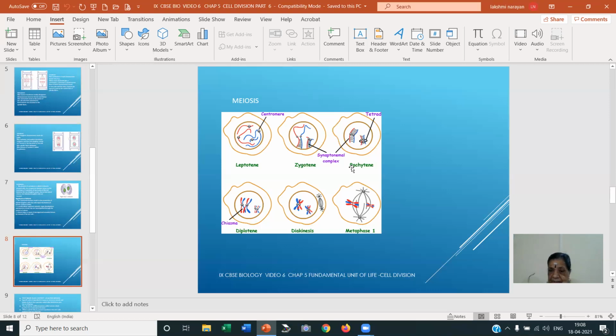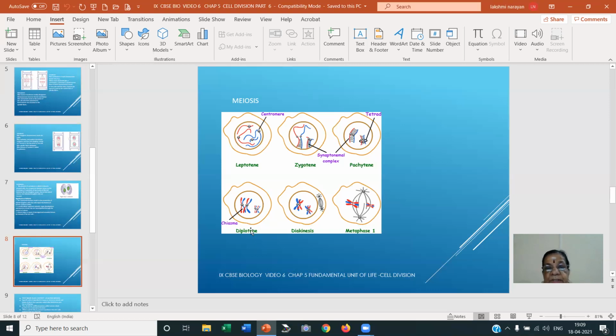The tetrad formation, the chiasmata formation is occurring. And when the chiasma occurs, there is an interchange of segments, and that is called crossing over. I hope you understand. So here, at a chiasma, the blue and red are attached. That phenomenon or process is called crossing over. That will occur during the pachytene stage.